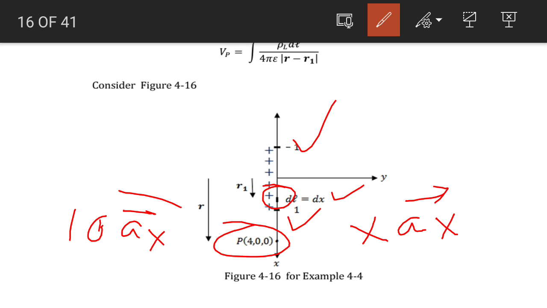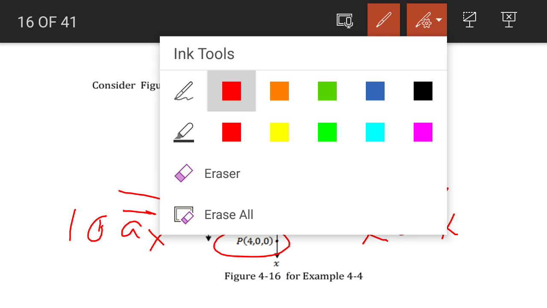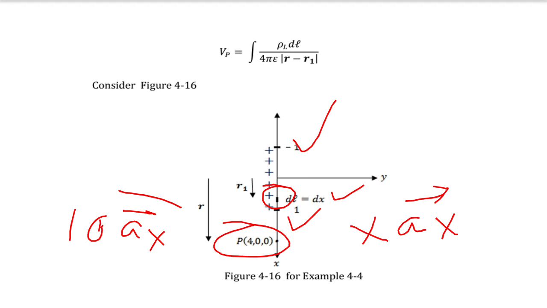Okay, so R will be equal to 10ax while R1 will be equal to xax. Now we know that, look at the equation on the top. We can calculate the absolute potential at the given point with the help of this particular integration. We have the integral of rho L dl by 4 pi epsilon r, and then we have r minus r1. Okay, what is r minus r1? R minus r1 is the distance between the small portion of the source and the point under observation.